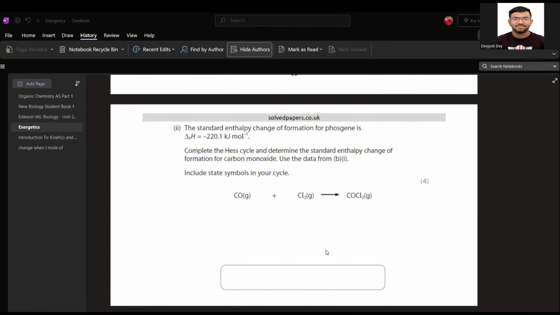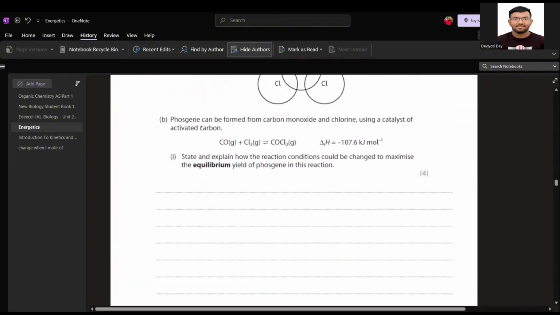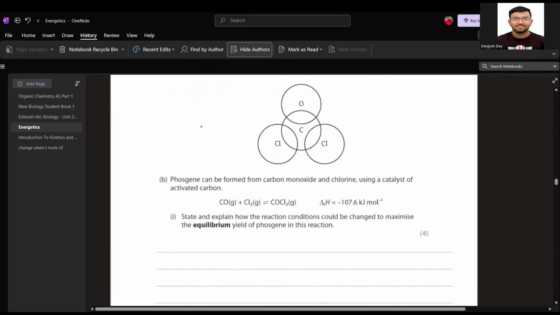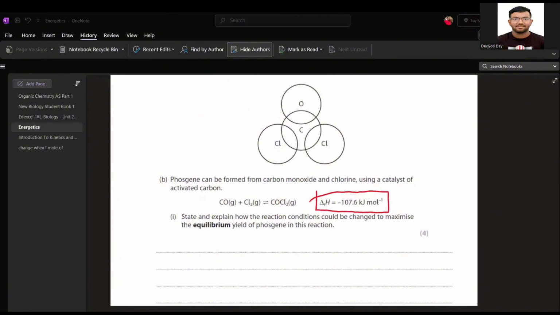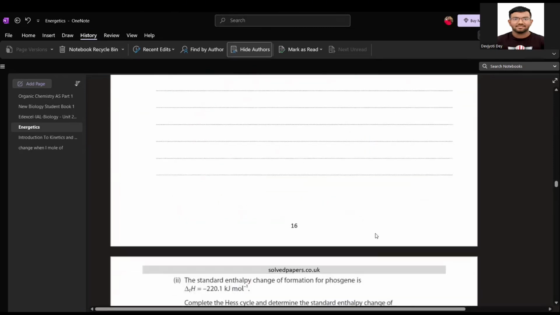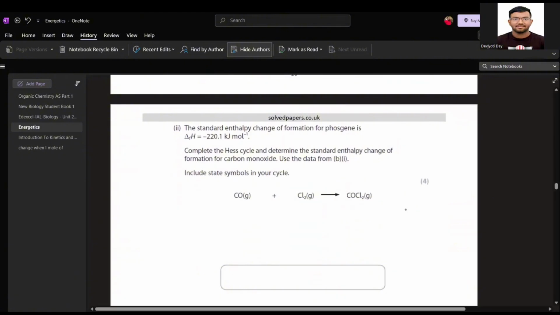Okay, first of all, let me read the question. Standard enthalpy change of formation for phosgene is provided. Which one is phosgene here? This one, right? Okay. And what are the values that have been provided? We have been provided this value right here. So the value of this reaction has been provided, which is negative 107.6. So this value will be negative 107.6 kilojoule per mole, right? This has been provided.